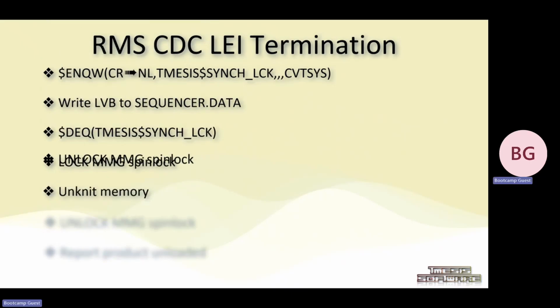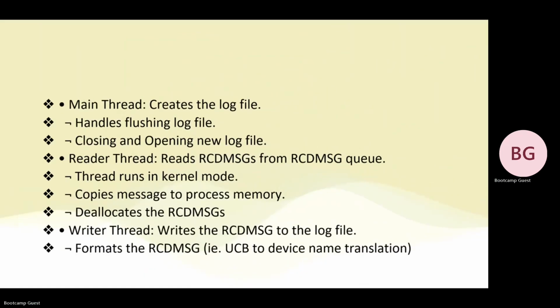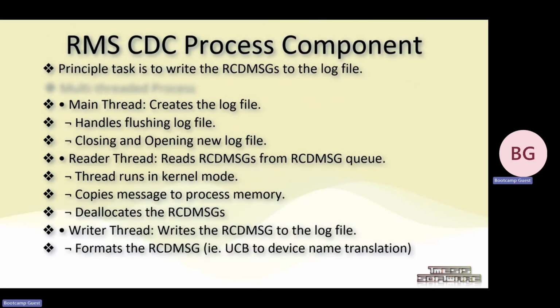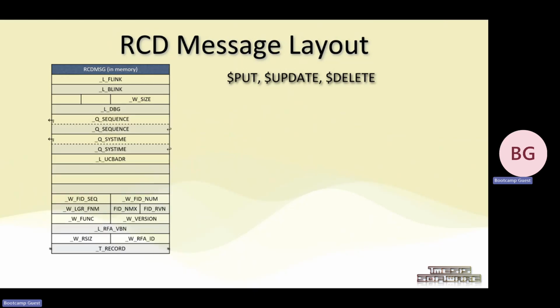You can look through this later. I tried to detail all the little processes it does. And then there's the process component that started. This is what writes these logs we're collecting out to the file. It creates the log file, and there are options in there to say how big you want these log files to be, so it'll flush these out and create new ones automatically. It reads in these messages and converts them. There's a thread that runs in kernel mode to read it, and another that runs in user mode to write everything out. So here we're going to get into the messages. This is what we'll look at.